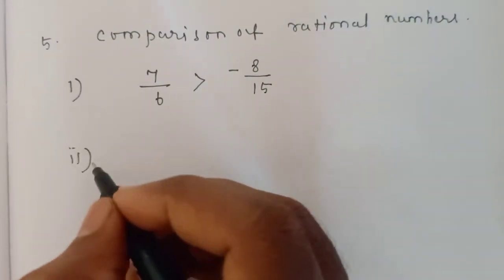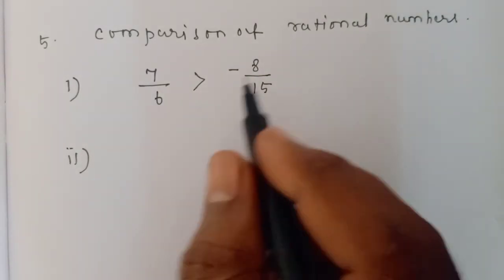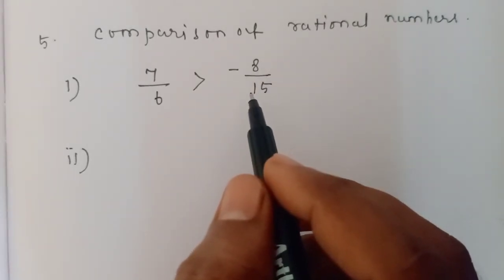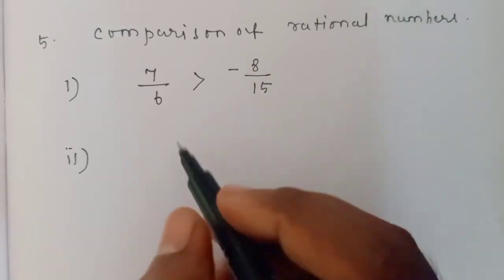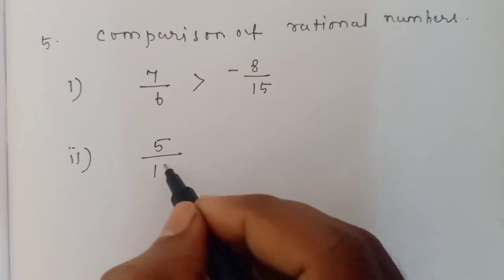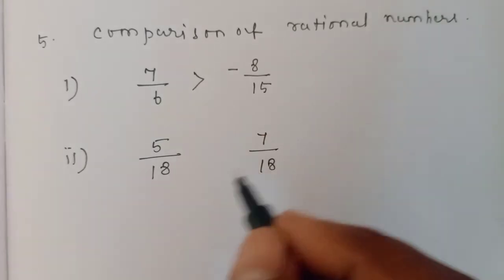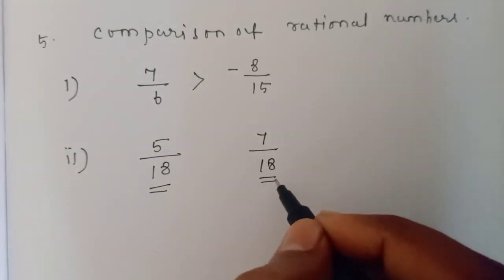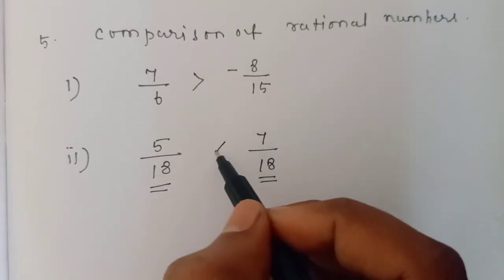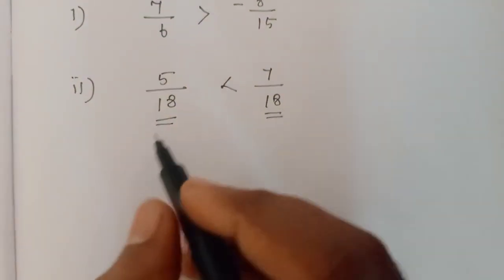Second case is, suppose equal denominator, different numerator. Then we compare the numerators; whichever numerator is greater, that number is greater. For example, 5 by 18 and 7 by 18. Here denominators are equal, so compare the numerators 5 and 7. 7 is greater, so 7 by 18 is larger. So 5 by 18 is less than 7 by 18.